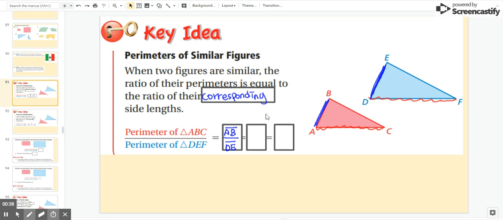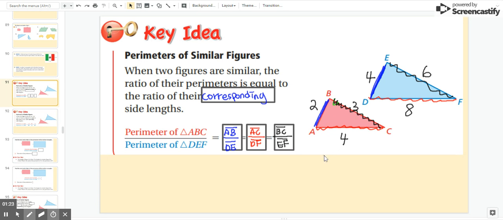And AC, which one is corresponding? DF. AC to DF. And BC to EF. So, for example, let's say we have a triangle with sides 2, 3, 4, and for DEF, I'm going to double it: 4, 6, and 8.